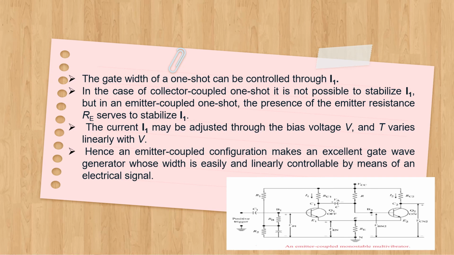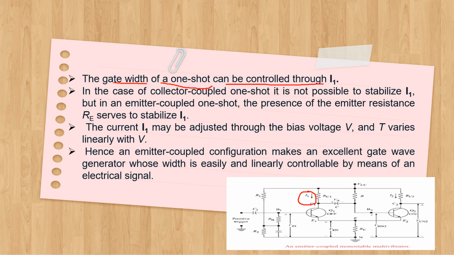The gate width of a multivibrator, one shot being another name for the monostable multivibrator, or the pulse width, can be controlled through the current flowing through RC1. So here the gate width is a function of I1. If I1 is stabilized, if I1 is constant, we can control the gate width or pulse width of the monostable multivibrator.